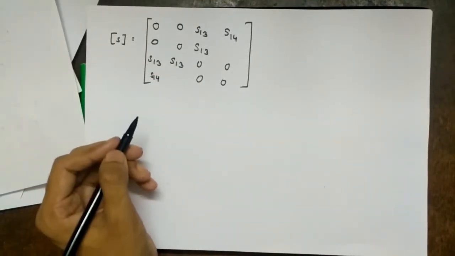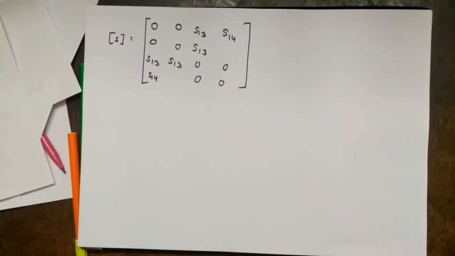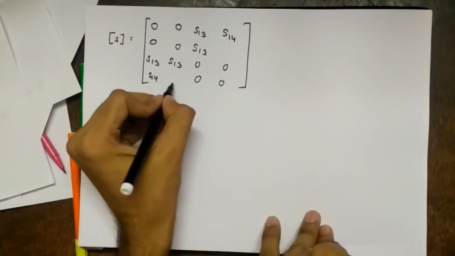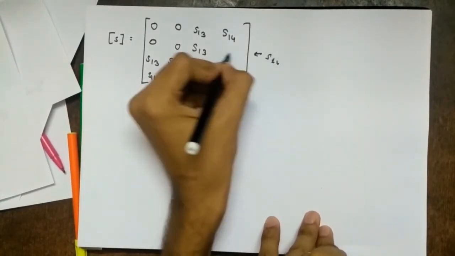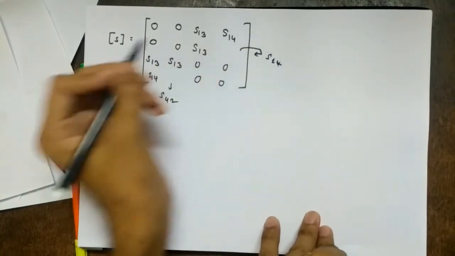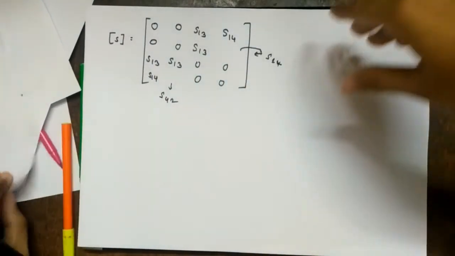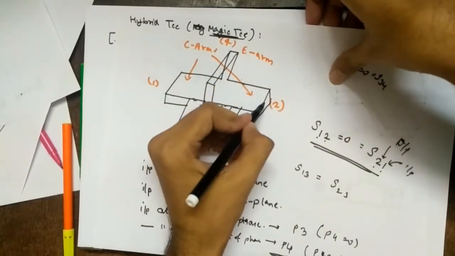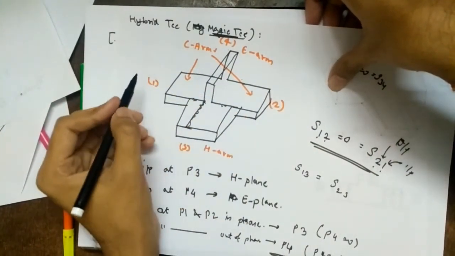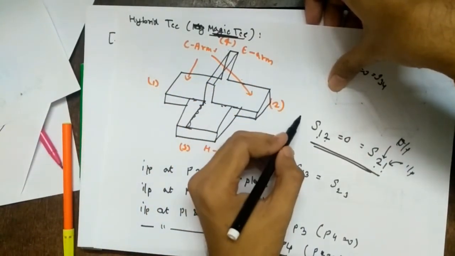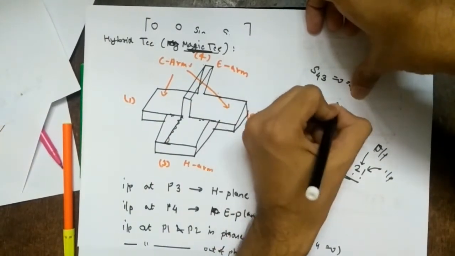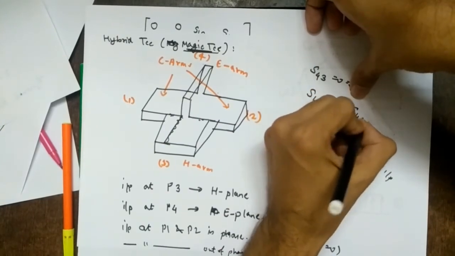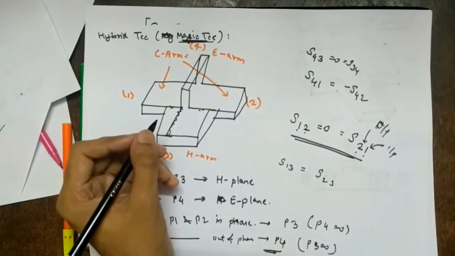So only these two are remaining. Can you think for some time? So what is this? This is S42 and this is S24. This is what remains, right? Means 4 to 2. Let's see what is happening for 4 to 2. When will this power go? When this is acting as E plane T. So 4 to 1 and 4 to 2 are equal in magnitude, right? Because power is equally divided. So S41 equal to minus S42 actually, right?